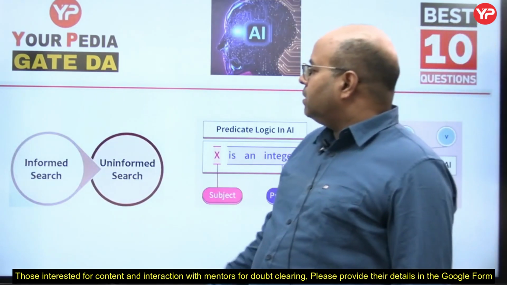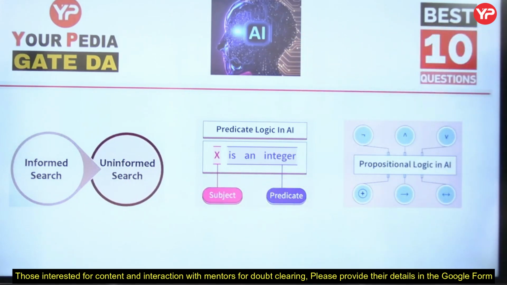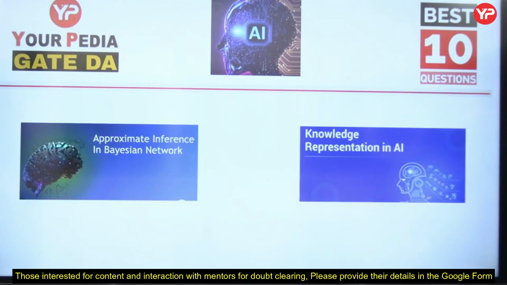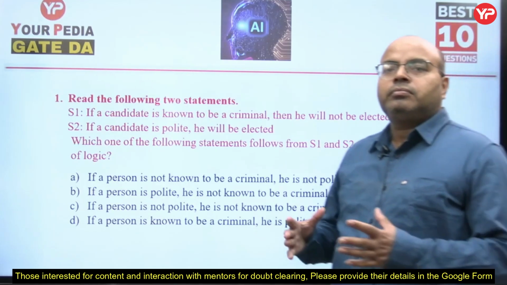So what are the topics in this one? Informed search, uninformed search, predicate logic in AI, propositional logic in AI. Then there are topics like approximate inference in Bayesian network, that's in the GATE syllabus, and knowledge representation in AI. These are key topics in the AI area. So let us discuss the first question.